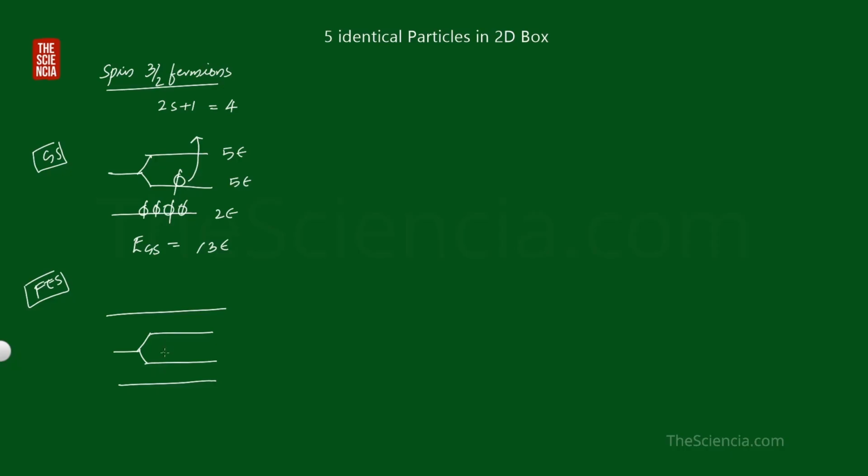Okay. So all of these will be here itself. All the 4 particles will be here, and the next one will jump to the higher state. That is, this is the 2E state. These are the 5E, 5E states, and the next one is the 8E state. So the energy of the first excited state will be 8E plus 8E, that is 16E.